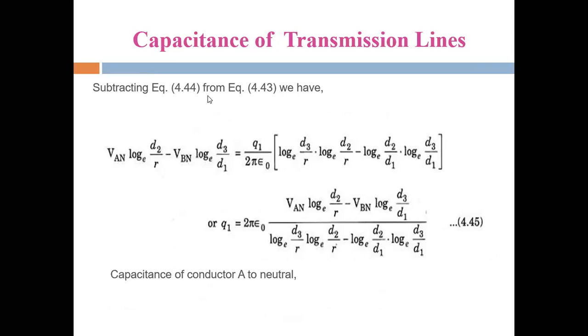Okay, previously we are subtracting the two equations. Then we obtain Q1 by 2 pi epsilon naught log E D3 by R log E D2 by R minus log E D2 by D1 log E D3 by D1.